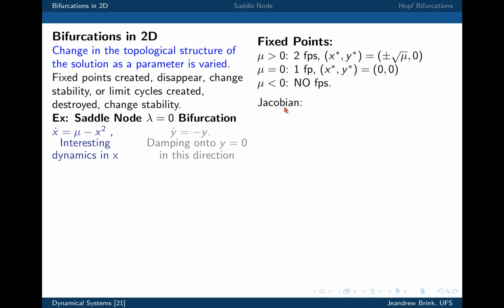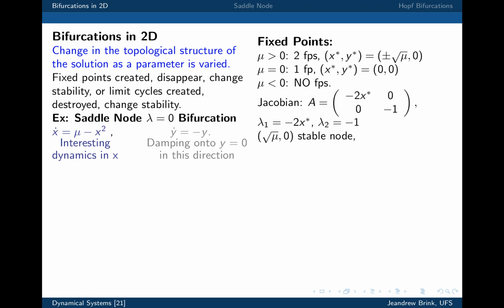So let's compute the Jacobian. We work it out. It's minus 2x star, 0, 0, minus 1. It's a diagonal Jacobian. So then the eigenvalues are just the diagonal values. So we see we always will have one eigenvalue that's equal to minus 1, and a second one that is equal to minus 2x star. Okay, so there are the 2 eigenvalues.